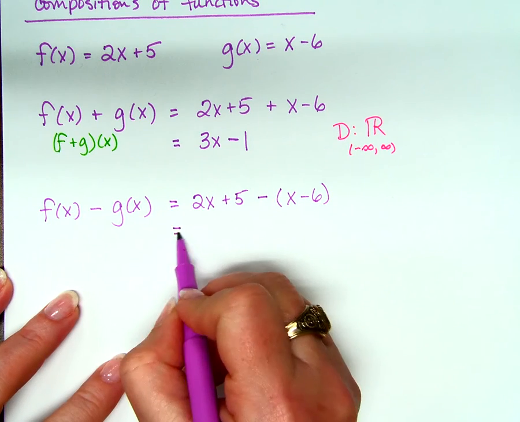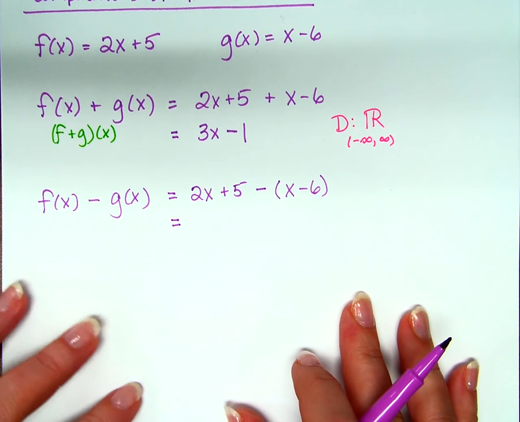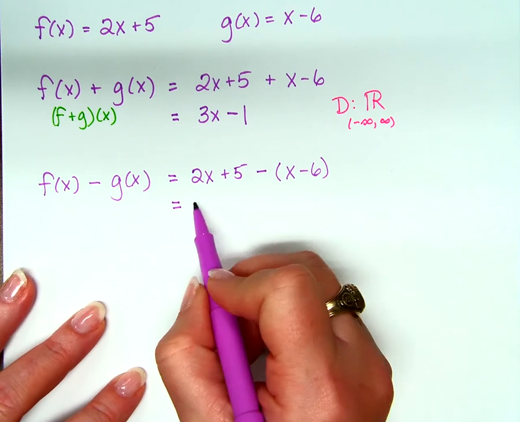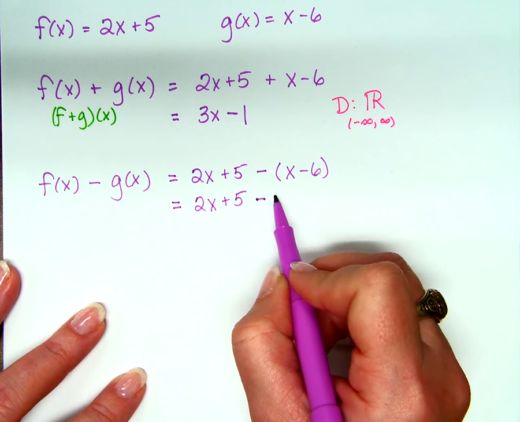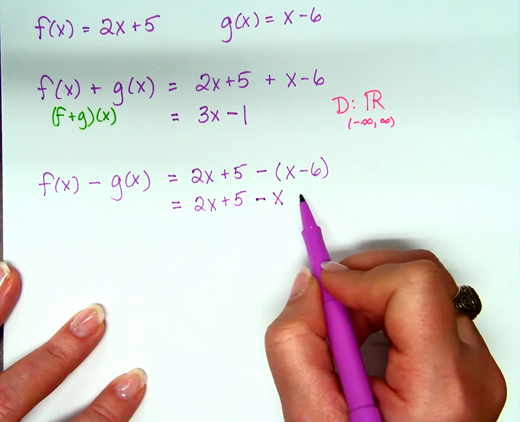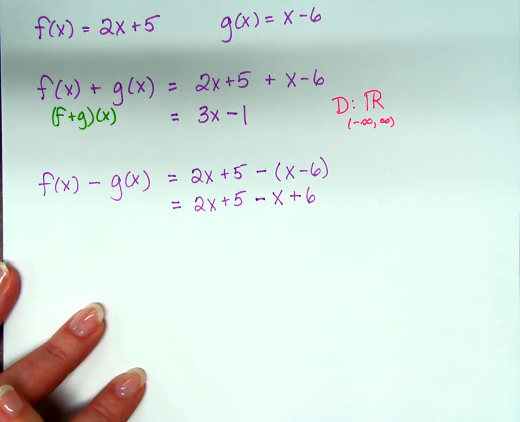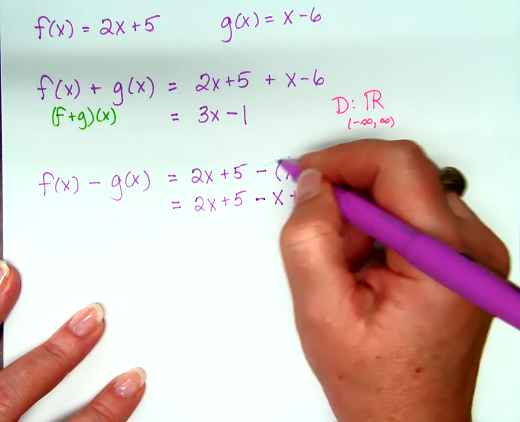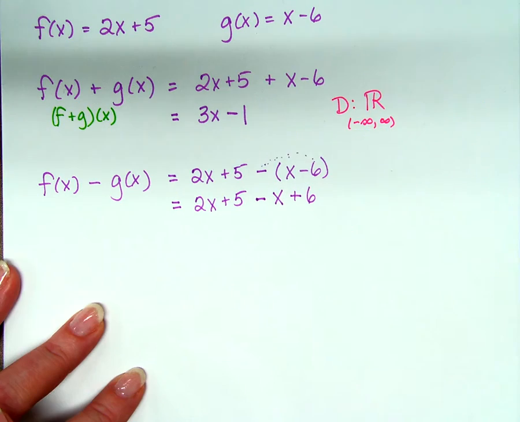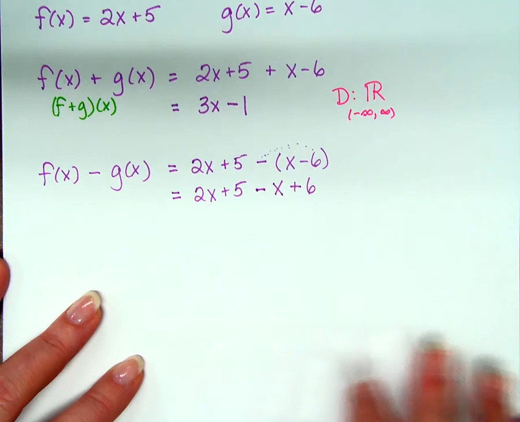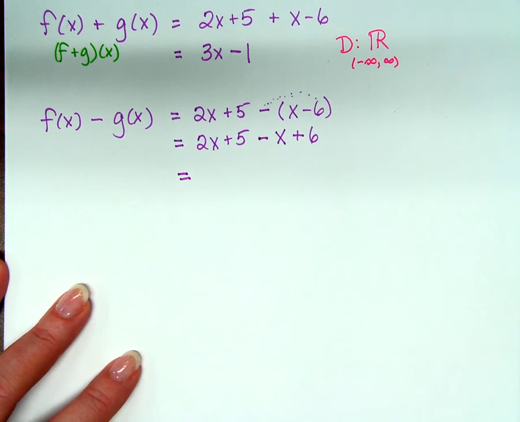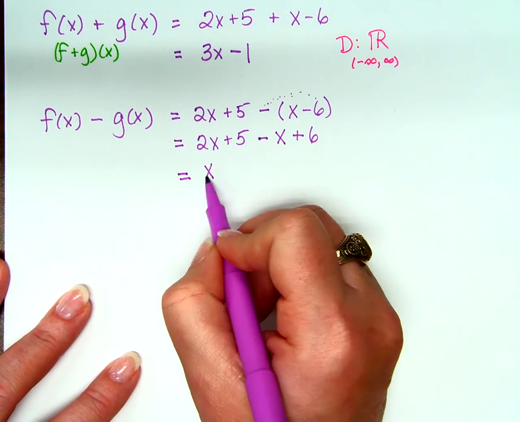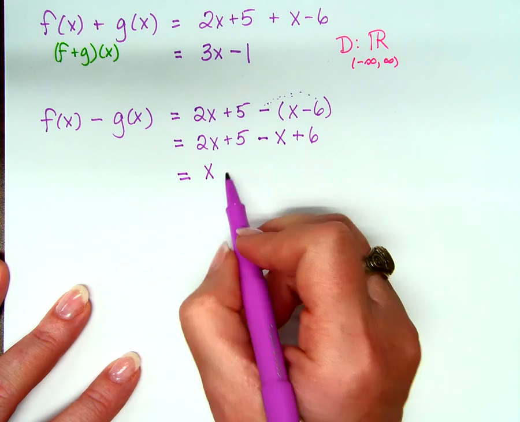So I actually have another step before I can start writing the answer this time, don't I? I have 2x plus 5 minus x plus 6, because remember I distributed the negative here and here. Okay? Now I combine like terms again. x plus 11.